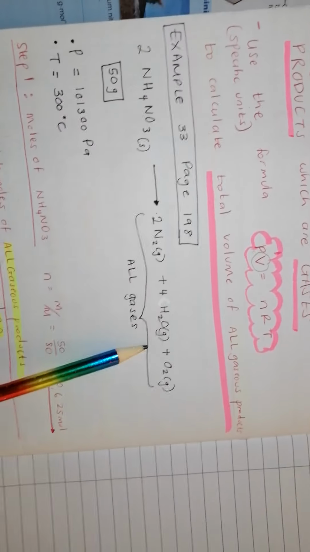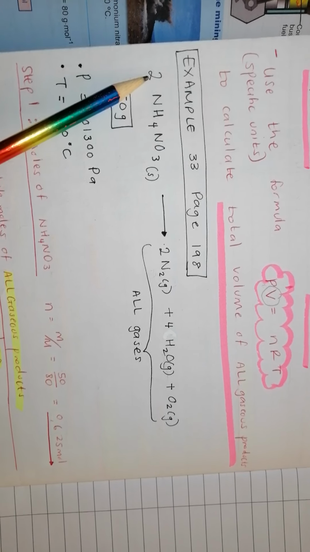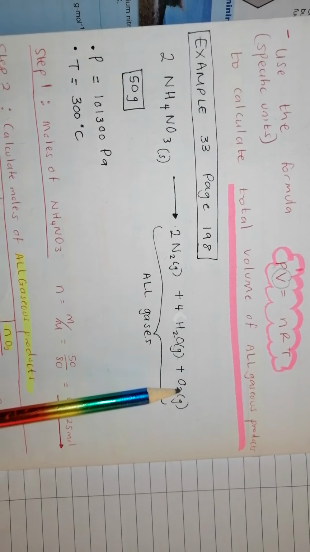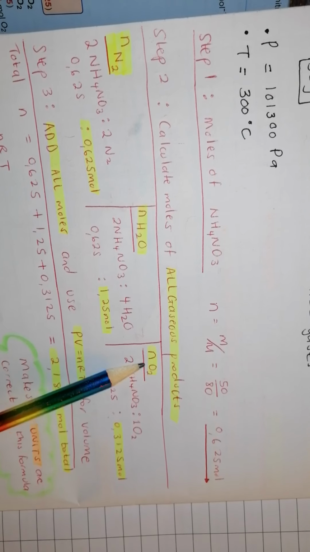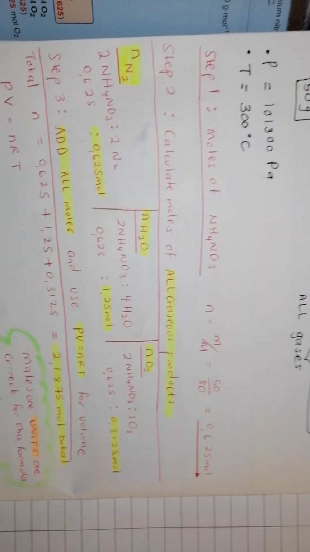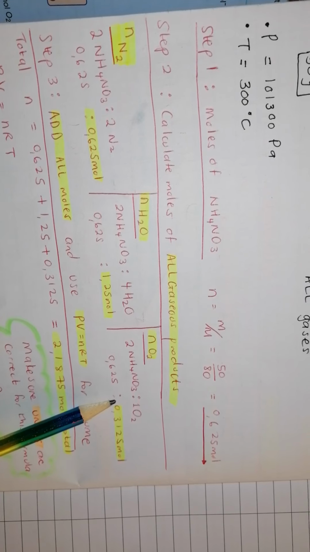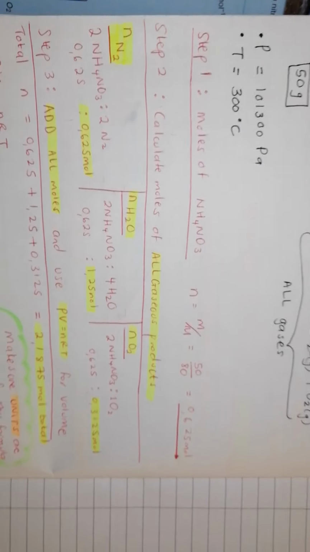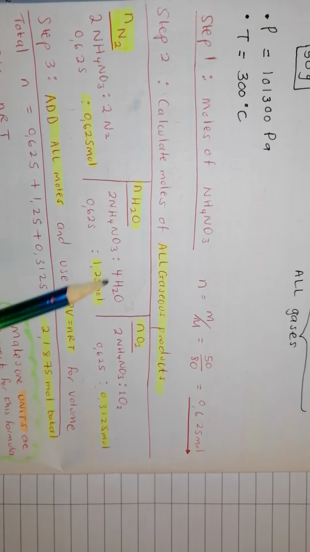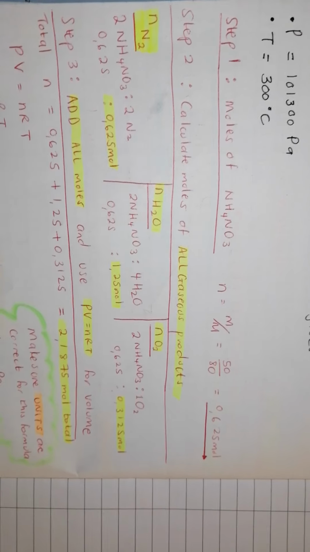Then the last product is oxygen. From here you can see the ratio is 2 ammonium nitrate to 1 oxygen. So the ratio is 2 to 1. Whatever ammonium nitrate is, oxygen will be half of that. So 0.625 divided by 2 will give you 0.3125 moles. Right, so that is step 2. You worked out the moles of each of the products that are gases, and only gases.